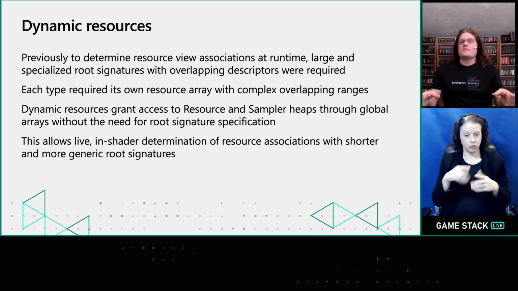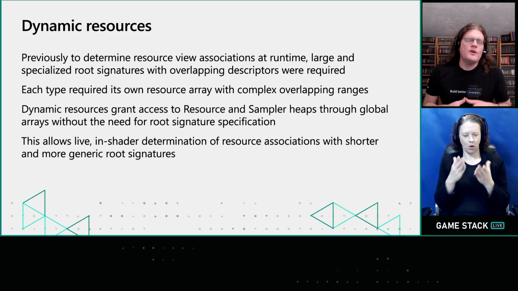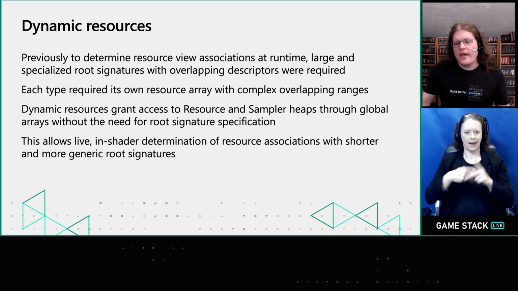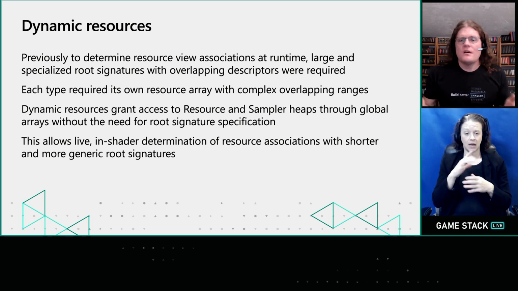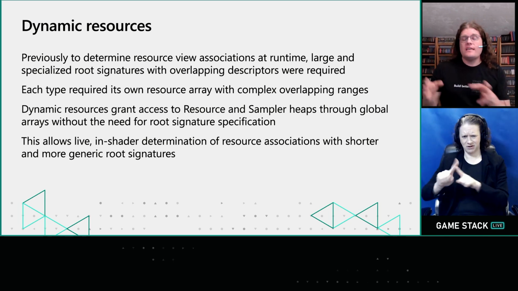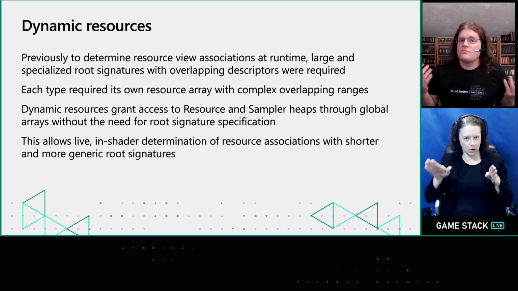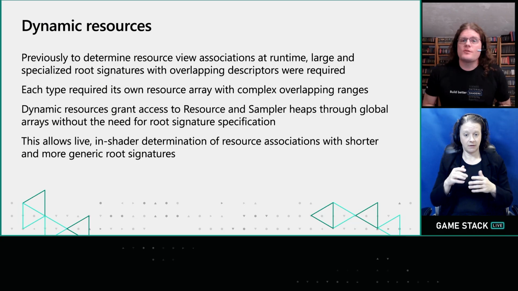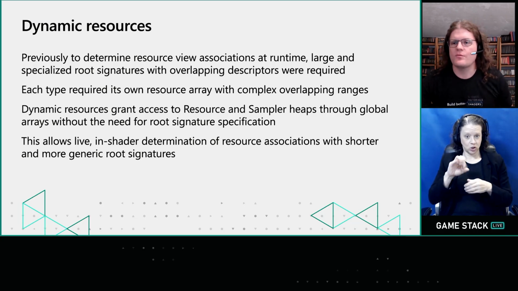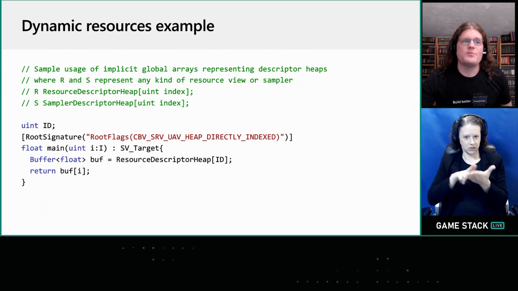The way that it does this is it introduces these global arrays that have sort of a fuzzy notion of type. So instead of saying, okay, I've got this array and it contains RW textures of type float4, you just have a big array that has any kind of resource you can imagine, and there are different kinds of resources right next to each other. And you can index directly into that array in order to get access to your resources. This allows live in-shader determination of these resources without having to use the really complicated root signatures that were necessary before. So here is a simple example of this.